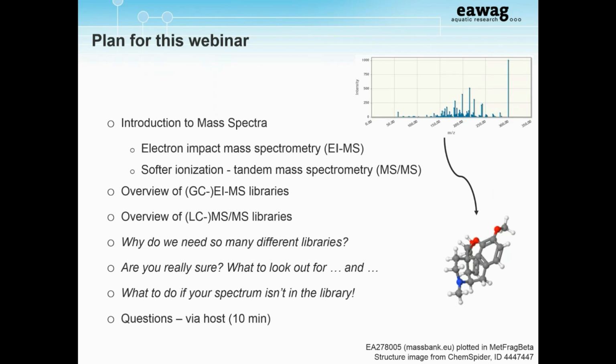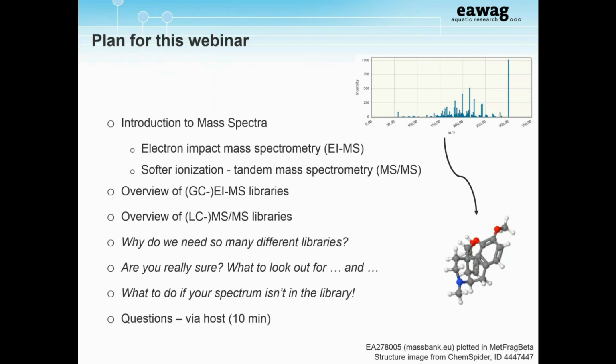Once we've gone through the short introduction, I'll go through a brief overview of GC-EI-MS libraries, and I've got the gas chromatography in brackets because not all libraries require this. Then I'll go into MS libraries, again with the LC bracketed. Sometimes these are connected mainly with liquid chromatography, sometimes not. We will get to that. And then right towards the end of this webinar, I'll have a quick look at some questions.